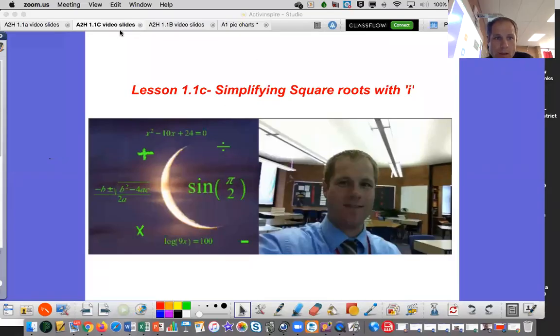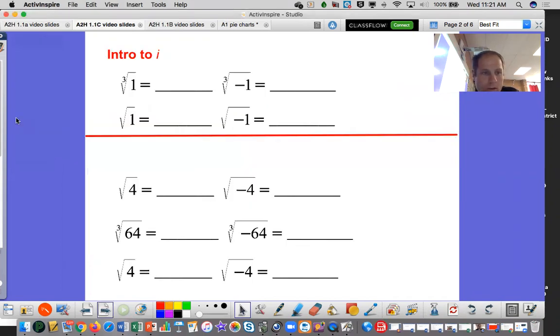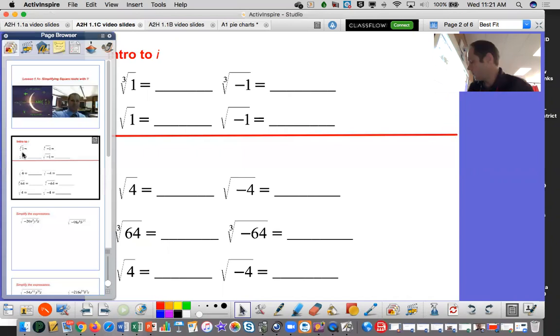Okay, so let me share this screen with you. Hide this out of the way. All right, so that's what we're doing, simplifying square roots. And here we go.